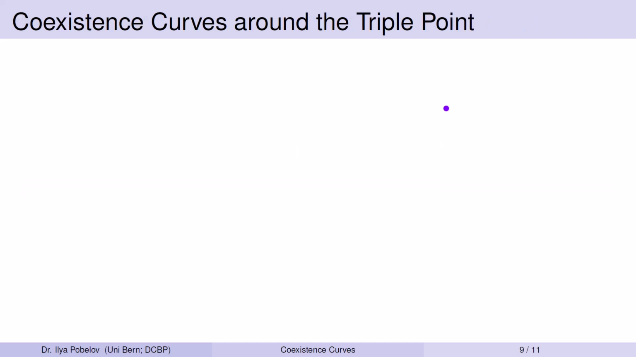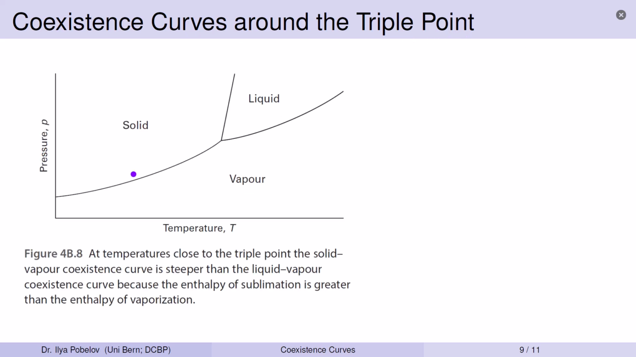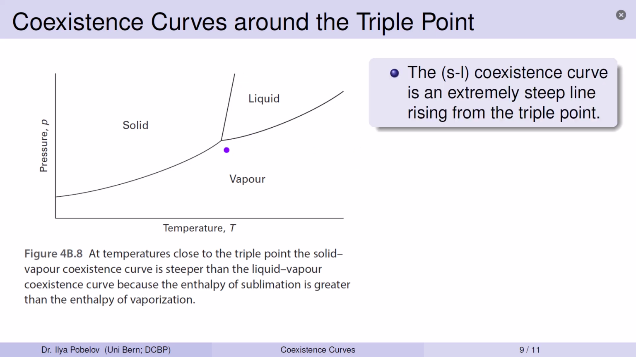Now, let us zoom into the intriguing region where solid, liquid, and gaseous phases coexist, the vicinity of the triple point. This figure sketches a typical phase diagram around the triple point. Here we witness the intersection of three coexistence curves: solid-gas, liquid-gas, and solid-liquid. We have mentioned that the solid-liquid coexistence curve can be represented by a very steep line in a phase diagram rising from the triple point.